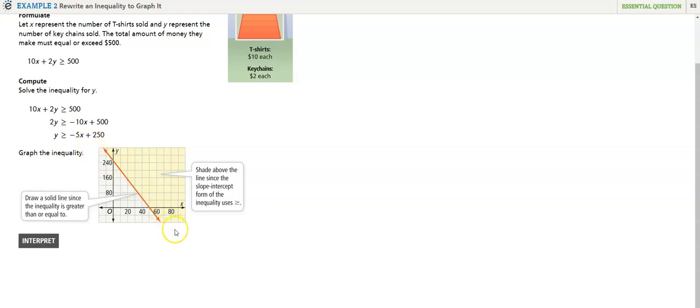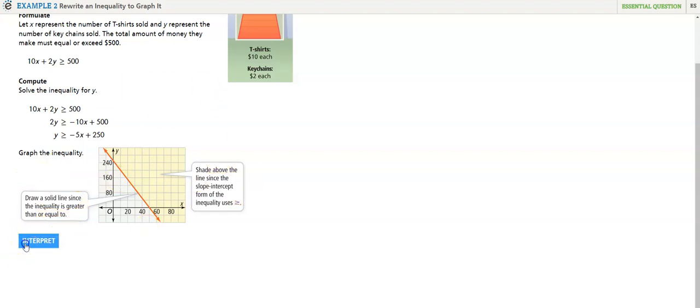They have their line. This right here, we graphed a solid line because it is greater than or equal to, and we shaded above the line because it is greater than. If my inequality here was less than or equal to, then I would shade below the line. So the inequality is telling us what line to graph and where to shade.